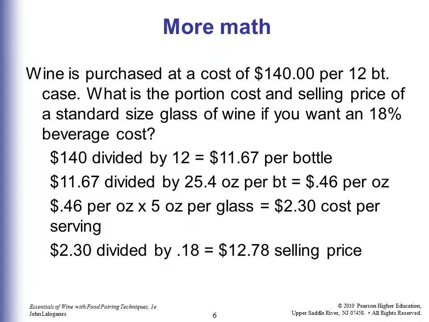Now when you want to know the selling price, you divide the number by the percent. The number, $2.30, divided by the percent, 18%. So 2.30 divided by 0.18, 18%, equals $12.78 is what you need to charge for that glass of wine.